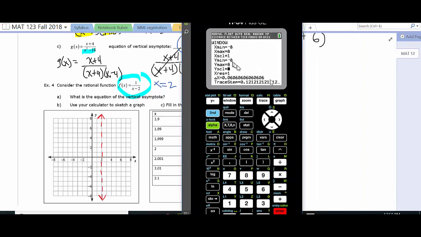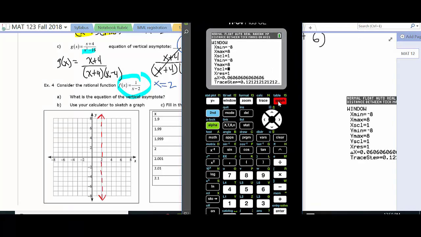You have to set the x-axis when you do this. Okay, now press graph and then we'll have our graph. Now what will happen is you're going to see that break in the graph. The graphing calculator usually doesn't show the asymptote. It does with some of the models.